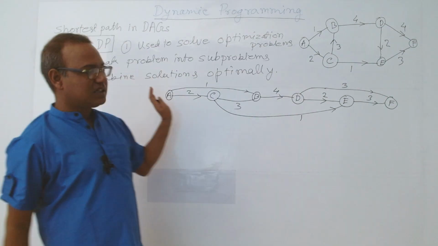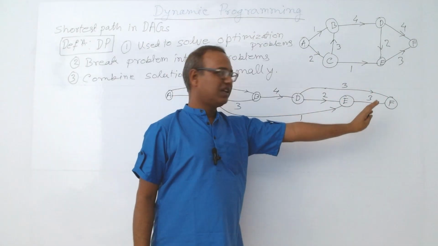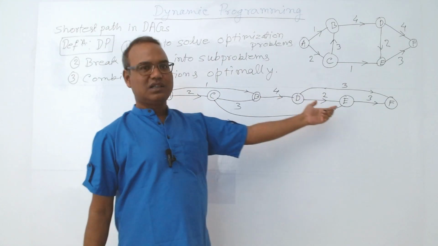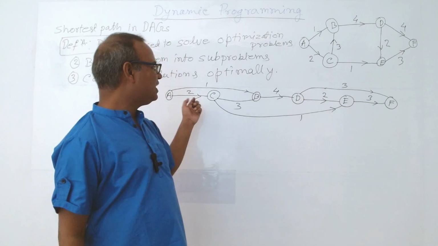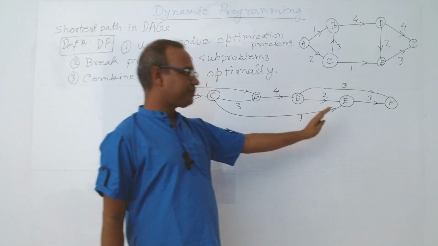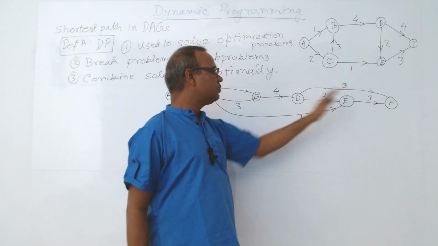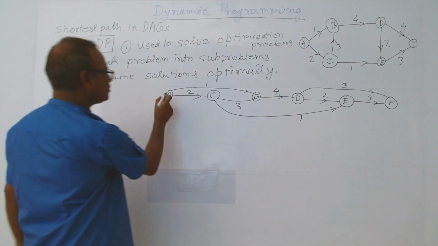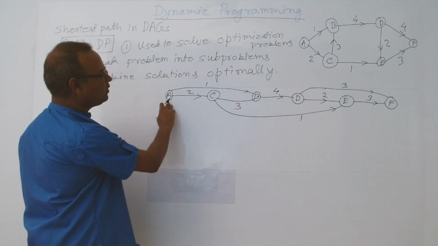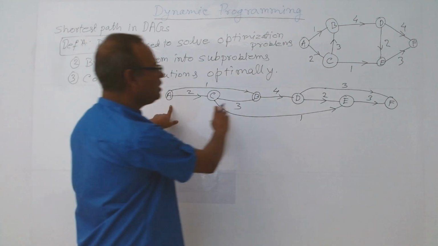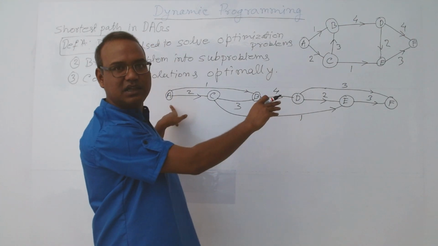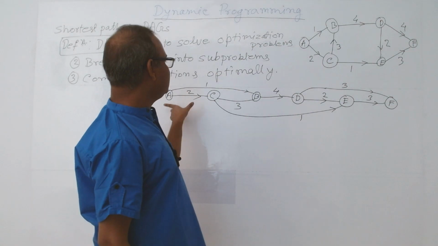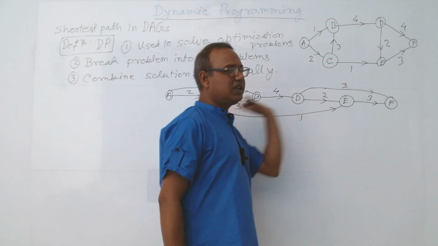So now this graph is drawn again in linear fashion. You can use topological sorting for that, or you can check the edges to make it this way. Now, this is our starting point A, and we have to solve the problem for all other vertices. All other vertices means we have to find the shortest path from A to C, A to B, A to D, A to E, and A to F.